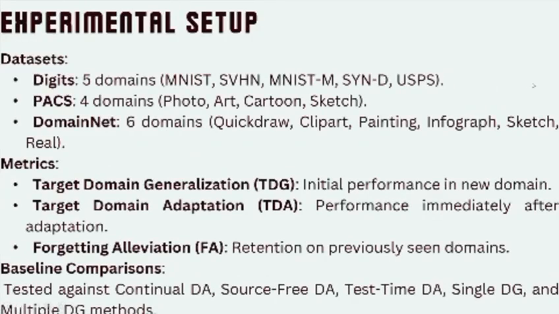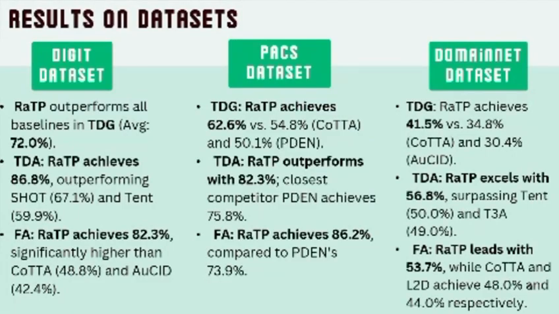So now our experimental setup is as follows. We are using the five digits datasets, PACS and DomainNet datasets to evaluate our model, and the metrics are TDG, TDA, and FA as mentioned before. And we have also presented our baseline comparisons with other models. So these are the results of the RATP model on different datasets, and we can see that RATP has almost outperformed all other baseline models in all the metric aspects.